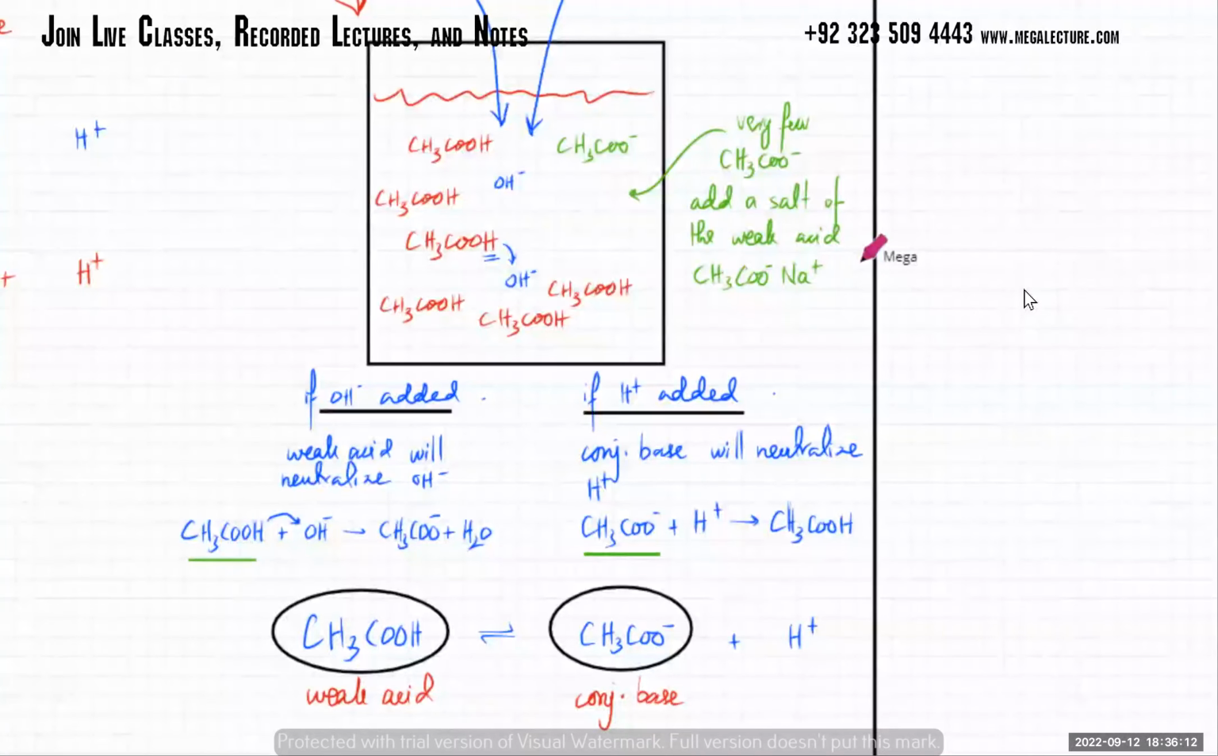So if you add a salt of the weak acid, then the quantity would automatically increase, and there are going to be more and more ethanoids, because that salt will dissolve and mix in water, and that will increase the quantity of ethanoids in the solution.